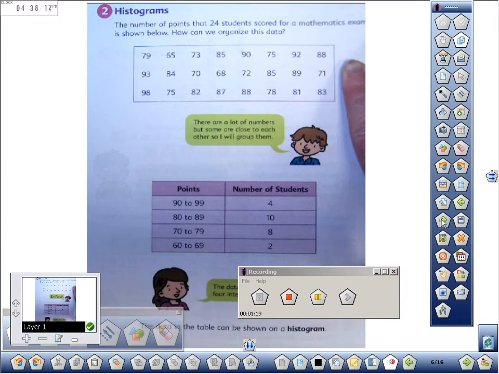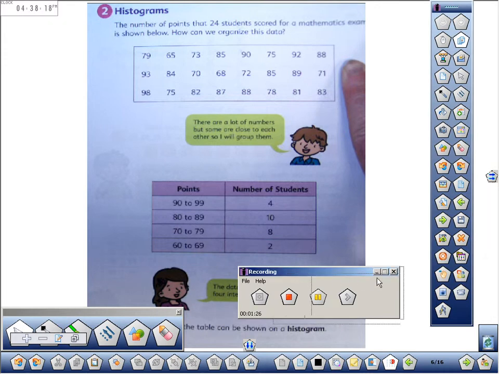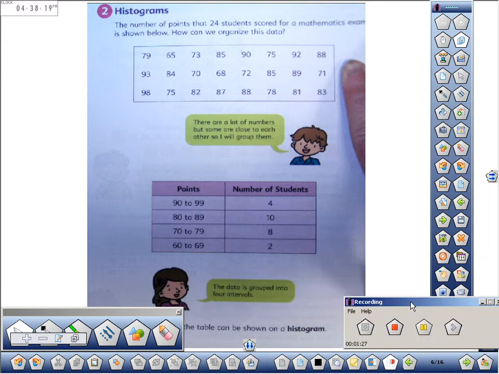Now if you look right here, it says, let's move this out of the way first. It says the number of points that 24 students scored for a mathematics exam is shown below. How can we organize this data? Now if we tried to make a bar graph to organize this data, look at how many numbers we'd have to put on the bar graph.